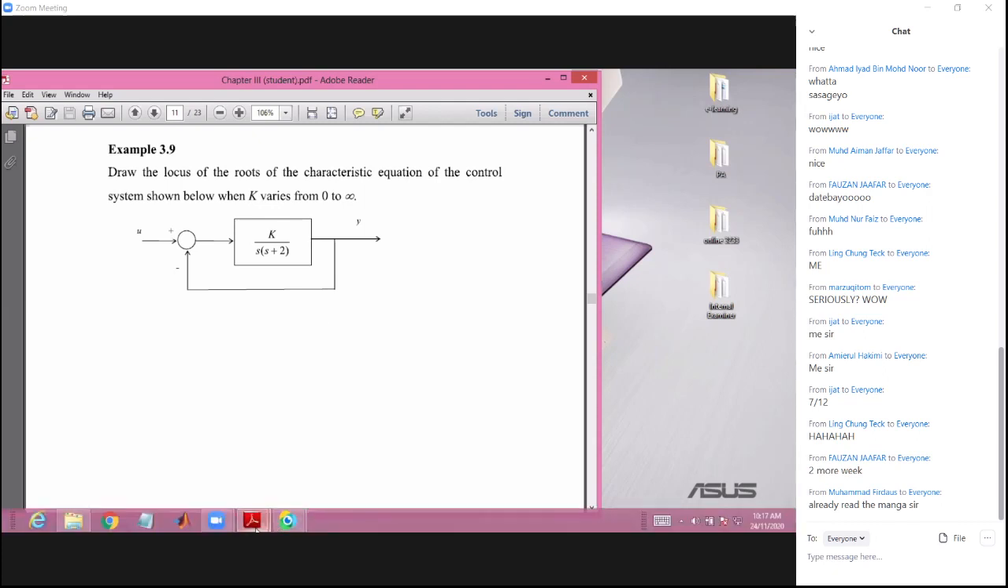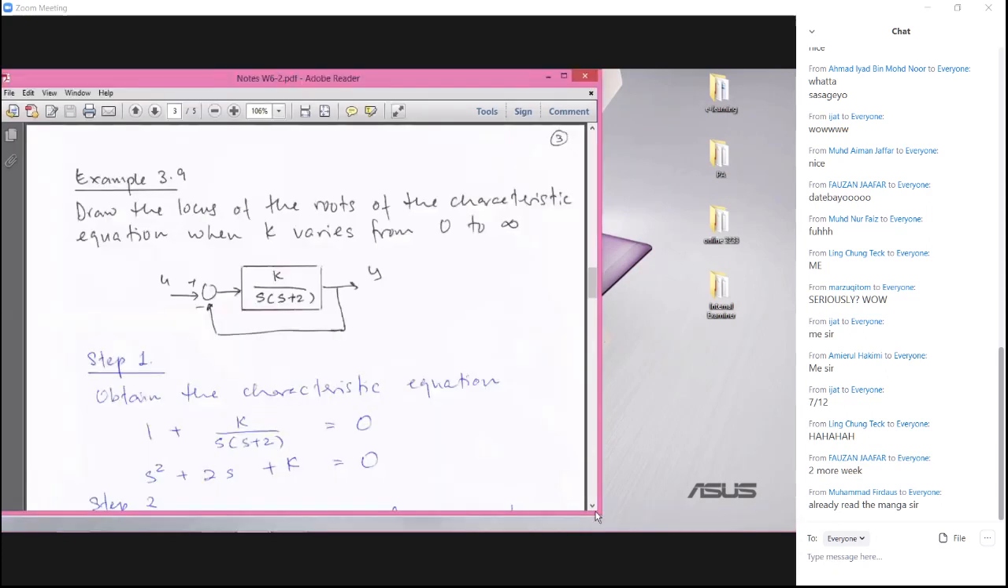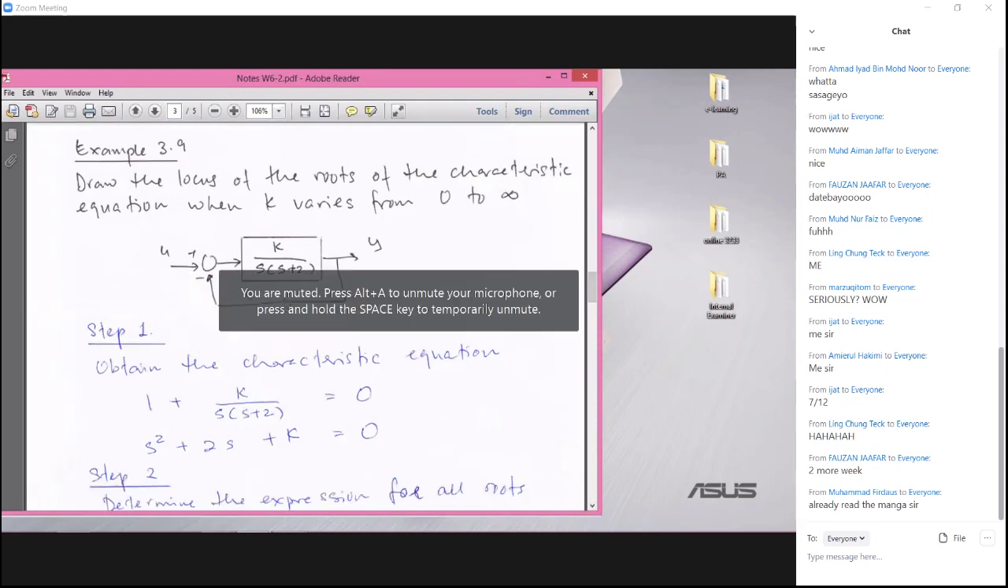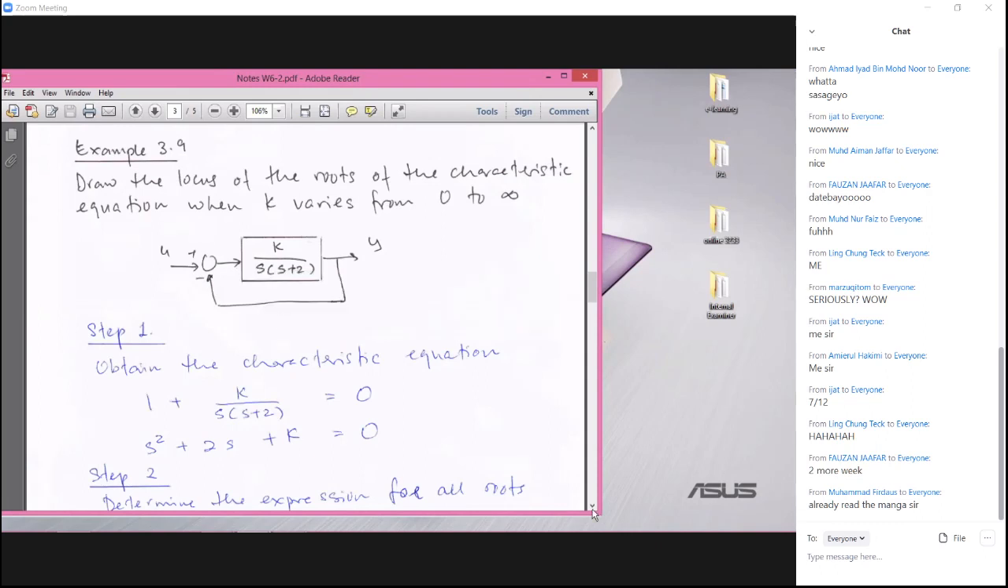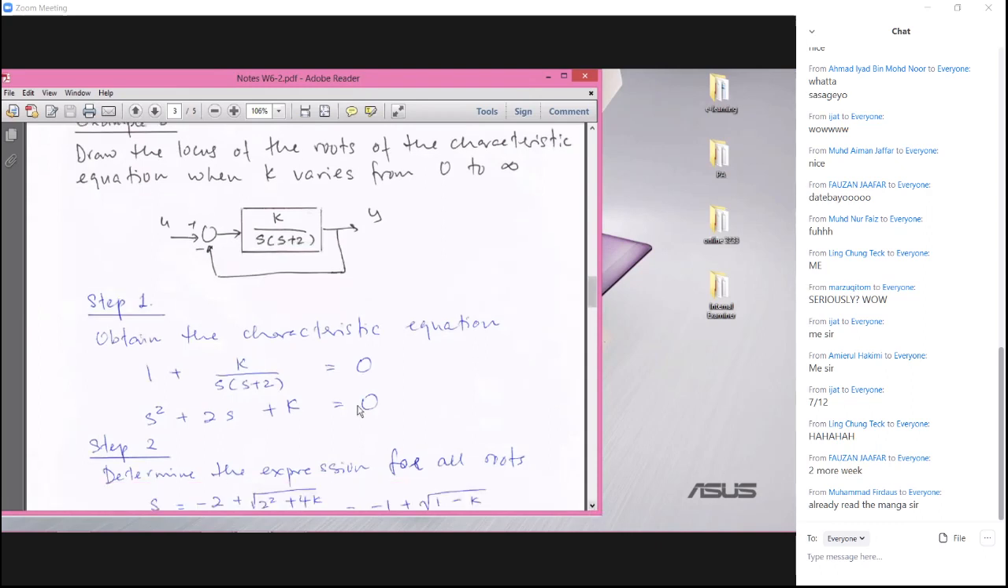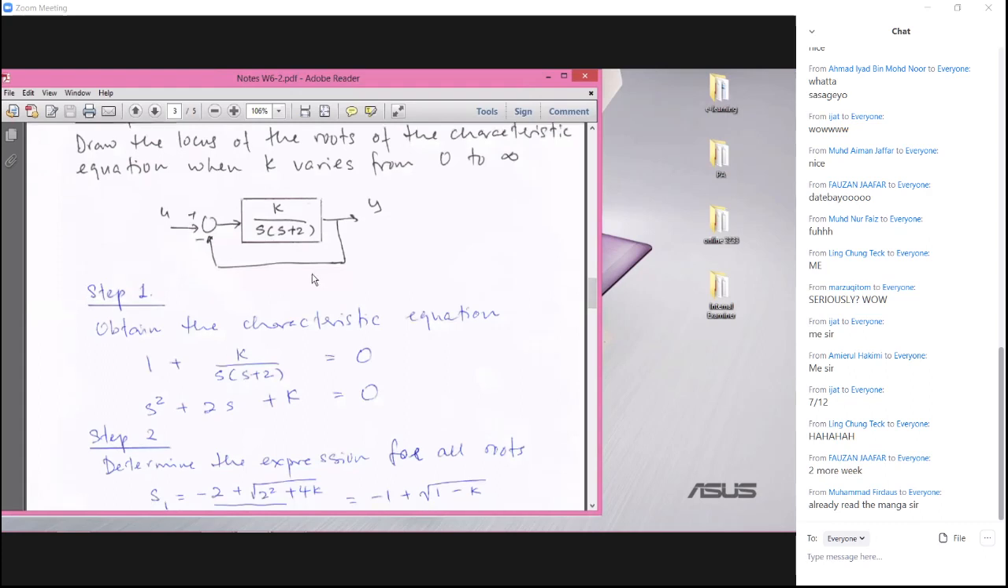Let's go back to my notes. This is the closed loop system that we want to draw the root locus diagram of. Your first step is always to obtain the characteristic equation. The characteristic equation is 1 plus KGH, 1 plus the open loop transfer function. The open loop transfer function is K divided by s plus 2, since the feedback gain is 1, H is equal to 1. So this is the characteristic equation, and then we can expand that in terms of a polynomial.